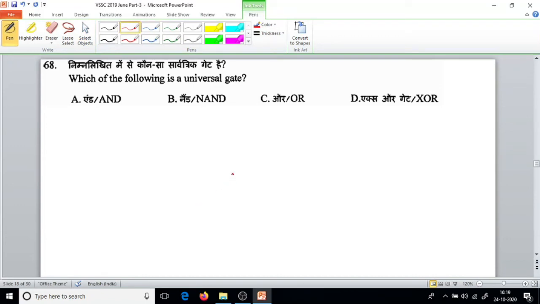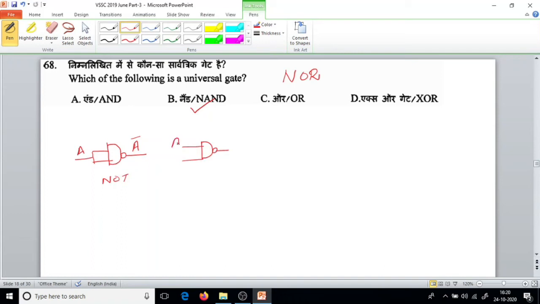Which of the following is a universal gate? So there are two universal gates. The answer is option B, NAND gate. But NOR gate is also a universal gate. So using a NAND gate, how do we realize gates? You see, now we have a NAND gate with two inputs, A, B. If we short the inputs and give A here, we will get A complement. This is a NOT gate. So if we have a NAND gate, how do you get an AND gate?